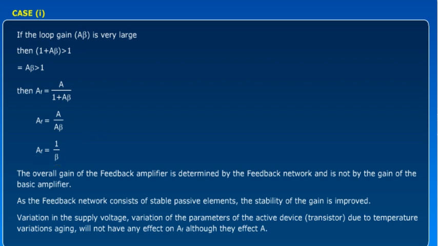So we can tell that if the loop gain, that is 1 plus A beta, is greater than 1 in such conditions, the basic amplifier gain does not play a major role in the overall feedback amplifier gain. The basic amplifier gain may vary based upon different things, such as the rise of the collector current as the temperature increases, or any aging effects of the transistor. This will not affect the gain of the feedback amplifier.